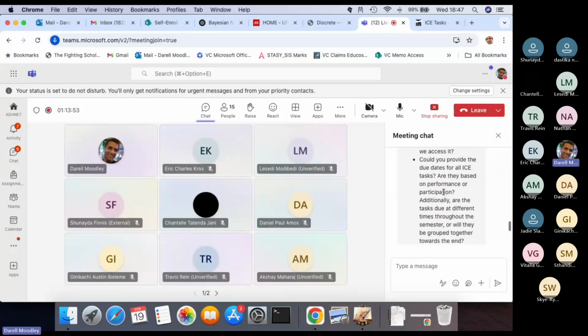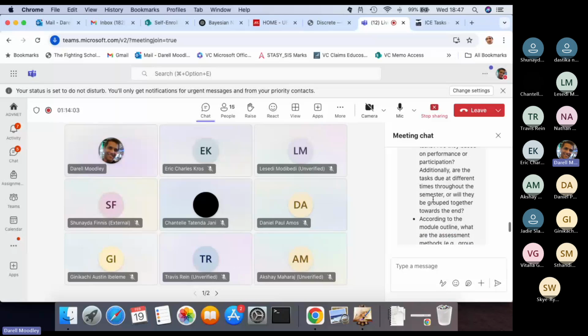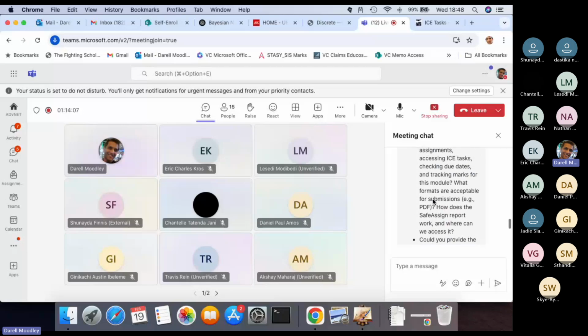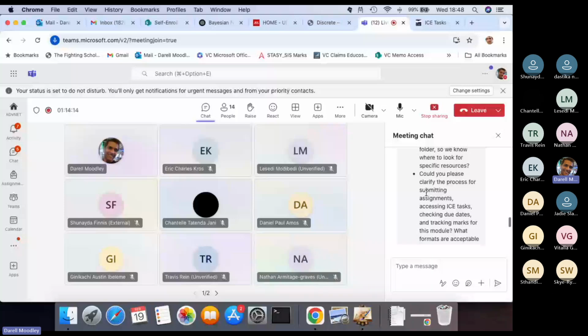I think 2 are performance and 2 are participation, but they're not due at different times. You are required to not just tick that ICE task. You need to make an effort to answer those. It's not just there to give you a mark. It's actually there to help you revise for your exam. So do take them seriously and treat them as revision exercises.